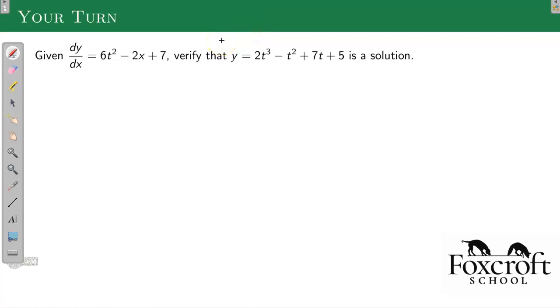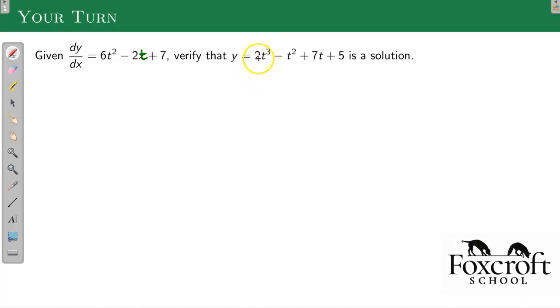Here's one for you to try on your own. We have this differential equation, and we want to verify that this is a solution. Oh, there is a typo. This should be a t instead of an x. Go ahead and try that. Pause the video and try this problem on your own, and I'll show you how to do it in 3, 2, 1.